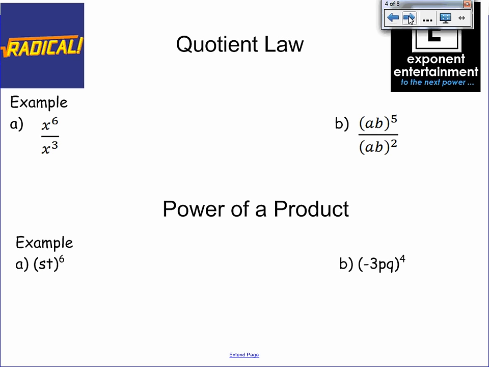Let's move on to law 3, which is the quotient law. Quotient, remember, just basically means division. So using the quotient law, or the division law, if the bases are the same, the exponents can be subtracted. Here the bases are both x, so you can subtract the exponents to get x to the power of 3, because 6 minus 3 equals 3.